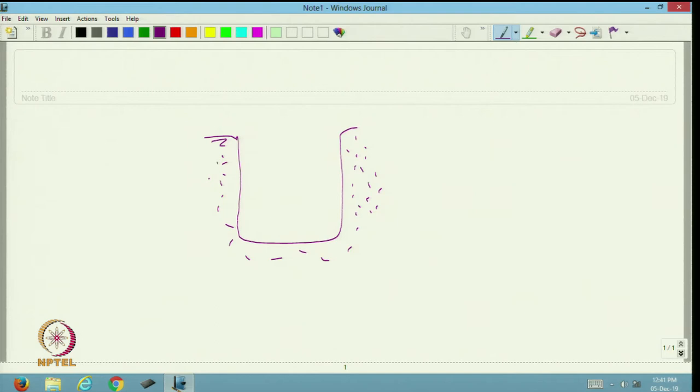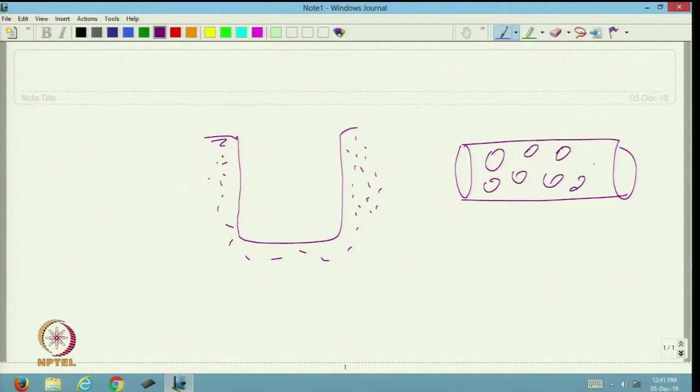Now, here we may sometimes use the perforated pipe. So, this is a pipe with large perforations, or even without pipe also we can use. Here the geotextile is placed. So, these are the large stones or gravels here, and the pipe is placed here. This is a perforated pipe placed here.